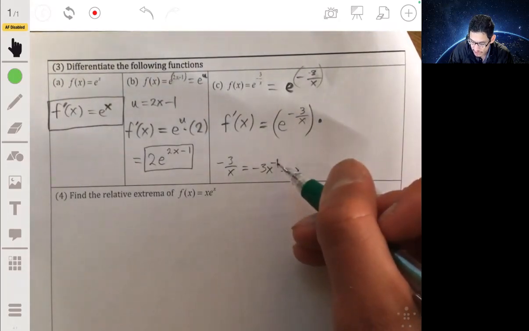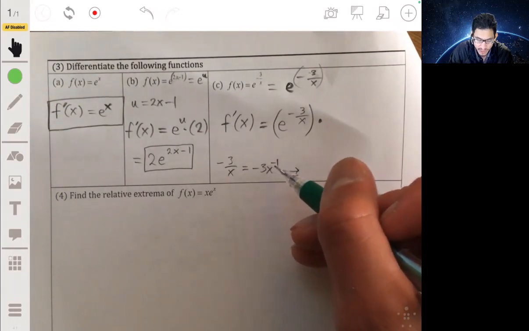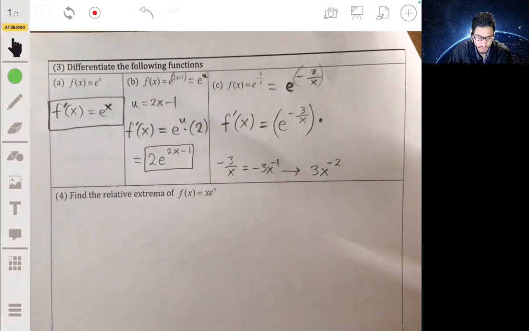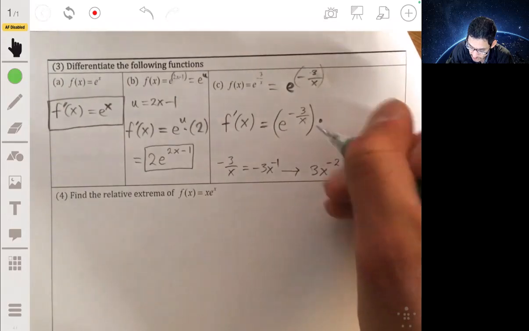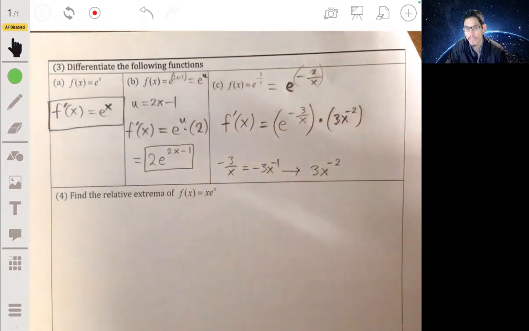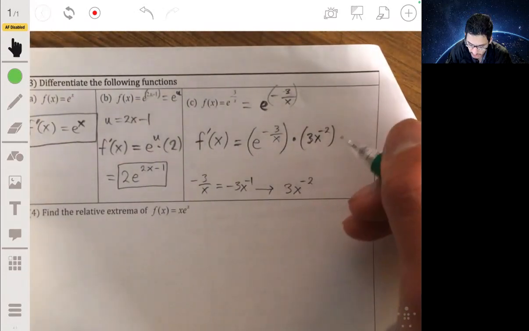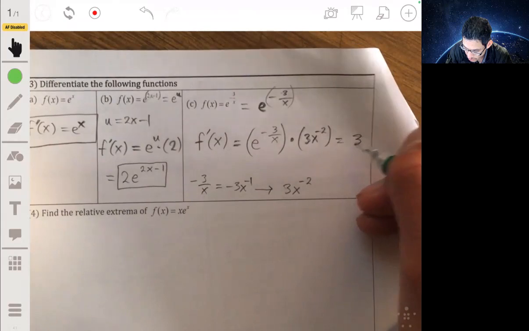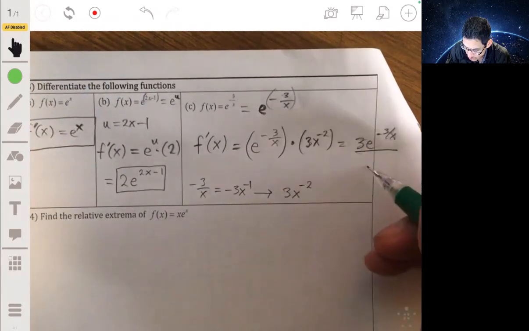So the derivative of this is just negative 1 times negative 3, or 3 times x to the negative 2. And so all you got here is that you multiply this by 3x to the negative 2. And then all you got to really do is simplify this. The x to the negative 2 will be in the denominator because that's how we like to write it. So this will just be 3e to the negative 3 over x, over x squared.